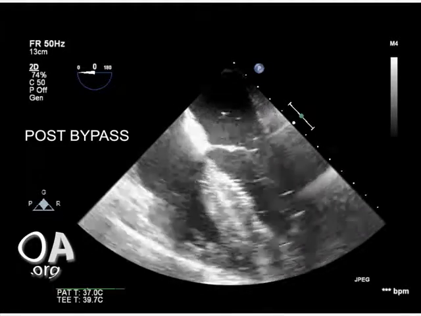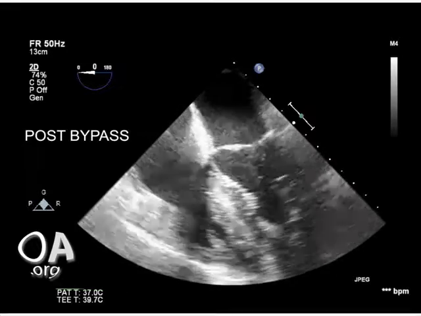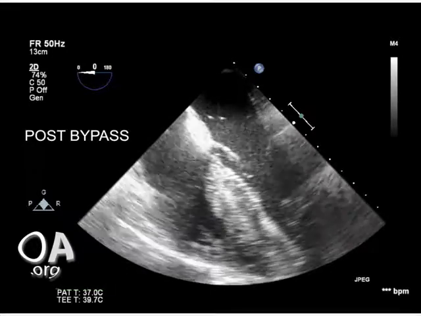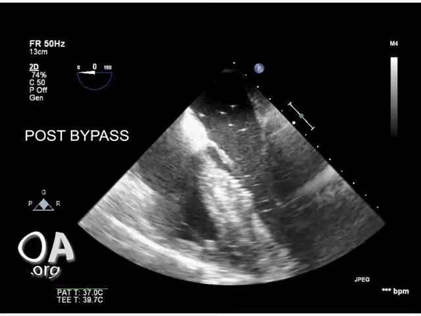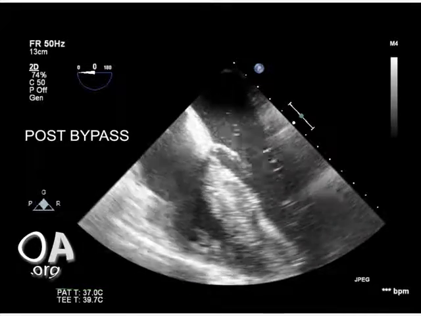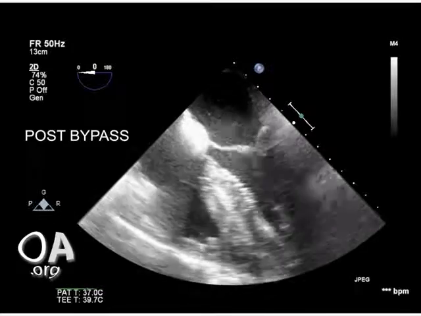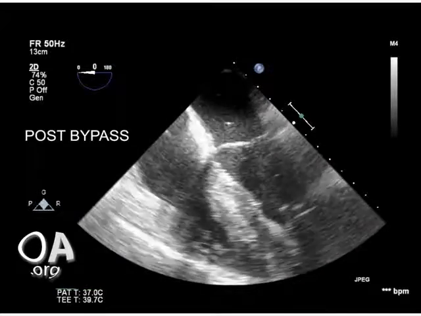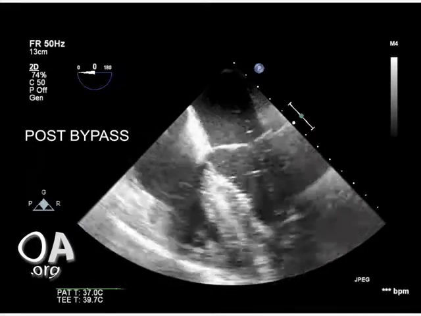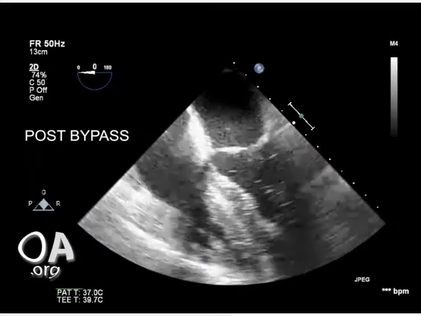This is a post-bypass view of the ventricular septal defect repair in the mid-esophageal location in the four-chamber view. Some air bubbles are noted to be passing through the left atrium and left ventricle, and this de-airing during weaning from bypass is normal. The air bubbles appear as echo-bright fireflies floating through the left atrium and ventricle. You get a sense from the bright white area on the ventricular septum that this is the patched area where the VSD had been.